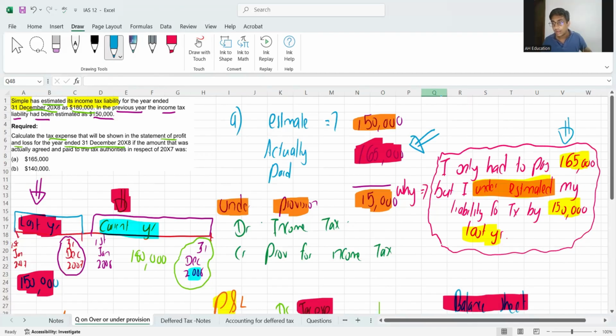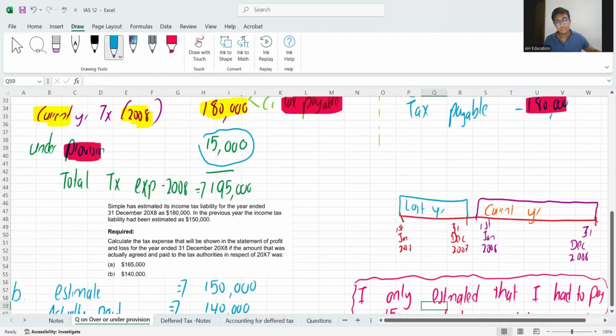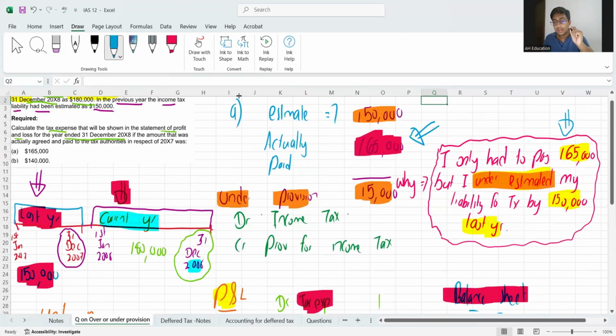Now that understated expense of 15,000, you all need to increase it in your current year. Why? Because last year, 2007, you all had understated your expense, right? Your expense and your income tax payable is understated last year. Now, we cannot go and adjust our last year books because why? It's been already published to the shareholders. So, in your current year, under your current tax working, you all need to increase your expenses. That increase in expense is called under provision.